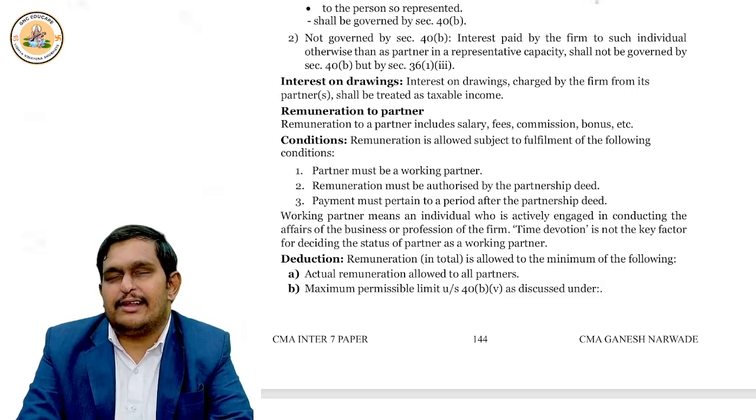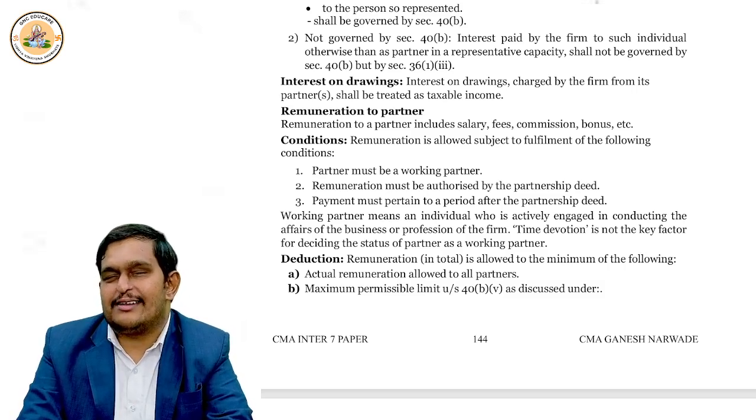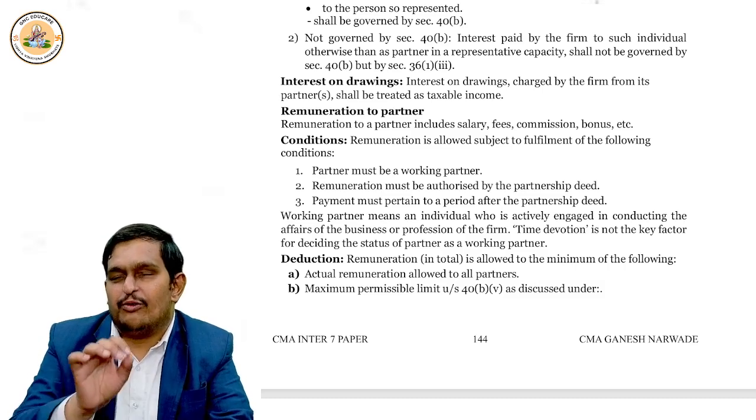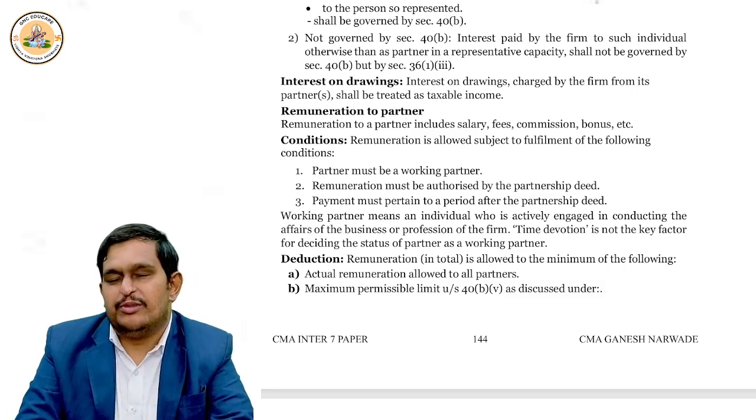Is this remuneration allowed as deduction? The answer is yes, if you satisfy three conditions. Two are similar to interest. The third one is new. Because remuneration can be given to whom? If somebody is a sleeping partner, will we give remuneration to him? For sleeping, you are getting salary? It's not possible, correct? So that's why remuneration is paid to working partners only. Remuneration is paid to whom? Only working partner. That's it.